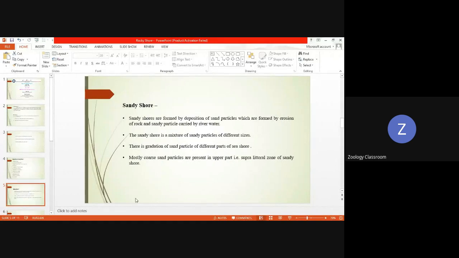The next shore is the sandy shore. The sandy shores are formed by deposition of sand particles which are formed by erosion of the rock and sandy particles carried by the river water.